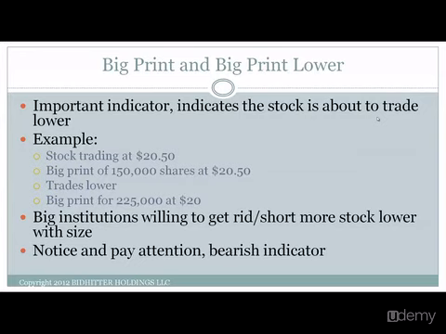What's that saying? The big institutions are willing to get rid of or short more stock at lower prices and with size, meaning they're getting aggressive in the stock. It's the same thing as a big print higher, except with bearishness. You should pay attention and notice this because this is a bearish indicator.